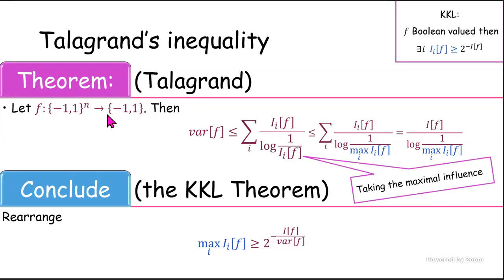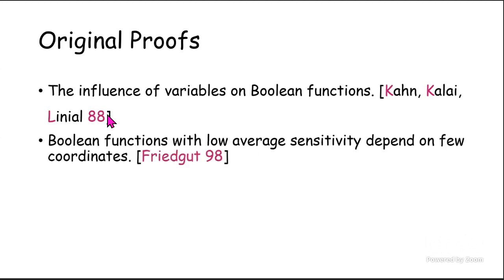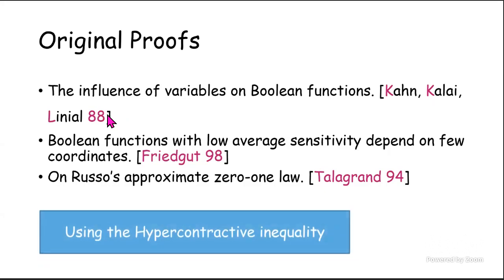And all of them are not new. So let's talk a little bit about where they came from. The original proof for KKL is from '88, Friedgut's is from 10 years later, and Talagrand's inequality is in between. What's common to all of these proofs, the key technique used in the original proofs of all these theorems, is the well-known hypercontractive inequality.